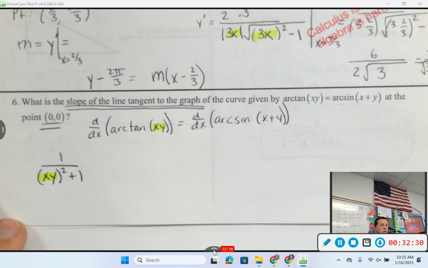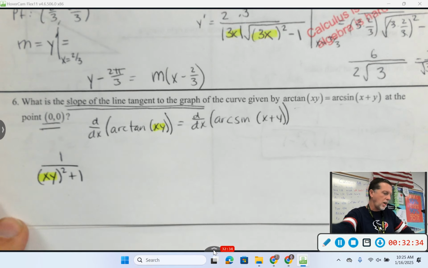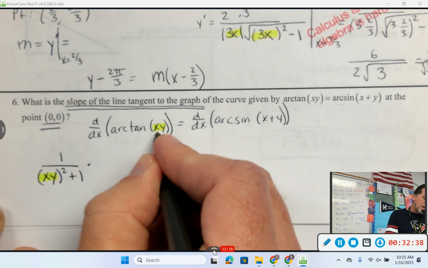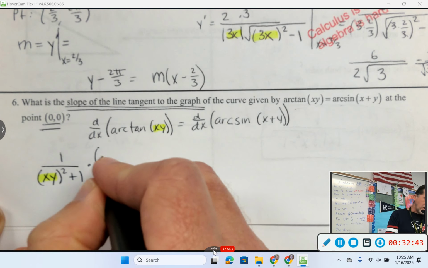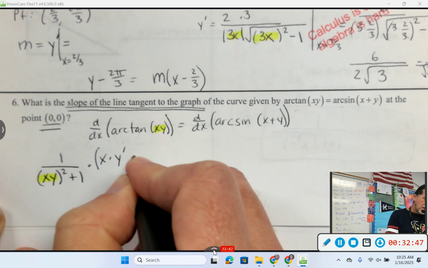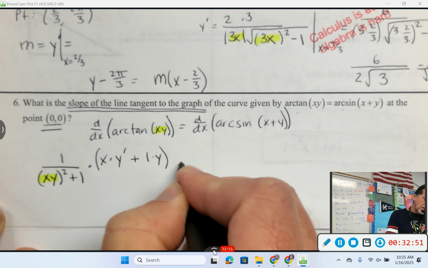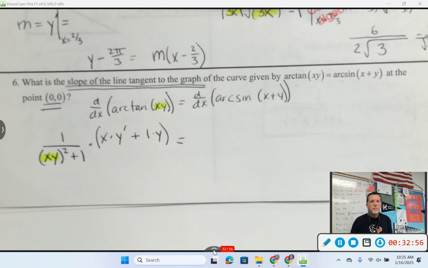But I'm not done. What else do I need to do? Well, I need to think about the chain rule, so I need to take the derivative of x times y. Well, that's going to be a product rule. So x times dy/dx, or y prime, plus 1 times y. Yuck.